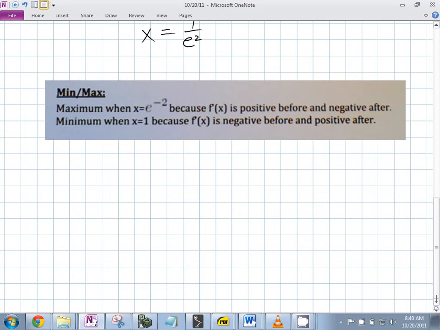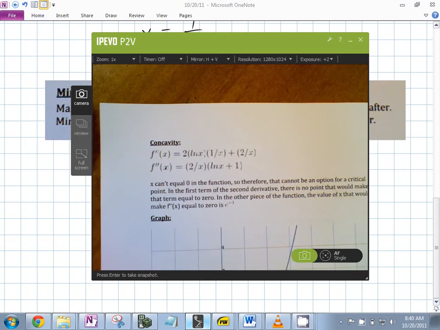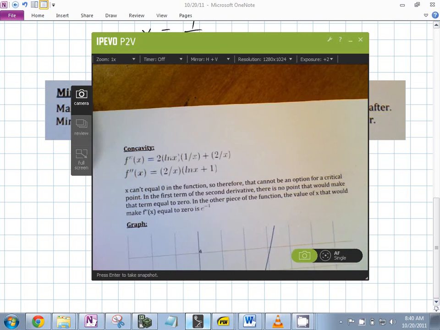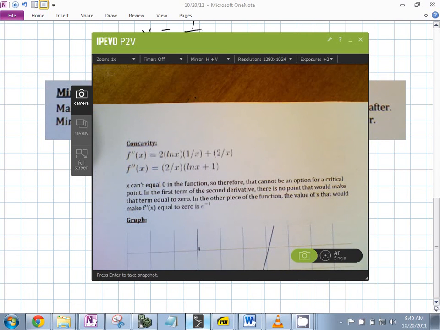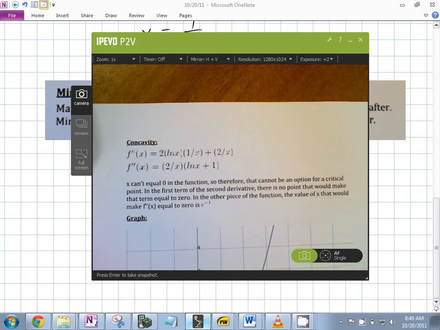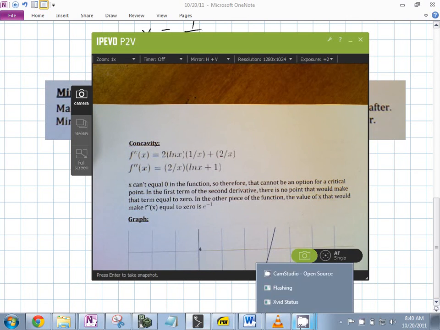Excellent. Okay, so for concavity here, let's see what's going on. You did the second derivative. Nice. X can't equal 0, so that cannot be an option for a critical point. In the first term of the second derivative, there is no point that would make the term equal to 0. In the other place of the function, the value of x that would make f prime equal to 0 is e to the negative 1. Very good. That's fantastic. So when you put this all together, and you just plug this into, is this Wolfram Alpha? No. Cool. Nice.